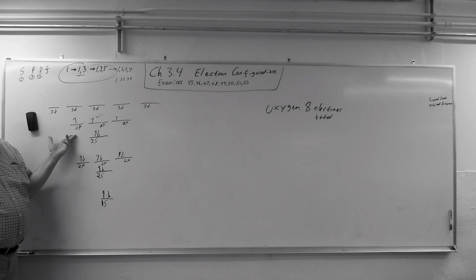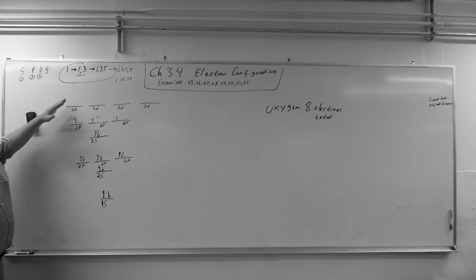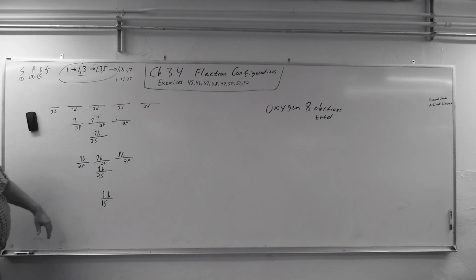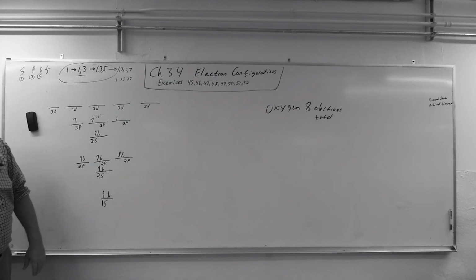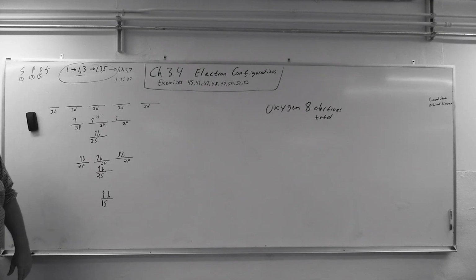You with me? It is that simple. If you can go 1, 1, 3, 1, 3, 5, and then get the labels in, and then you just count up following those rules, you've got the electron configuration. You with me? Here's the thing, there's more than one way to represent an electron configuration. This is my favorite way, this diagram. And this is where I tell you to start, because it is that easy.